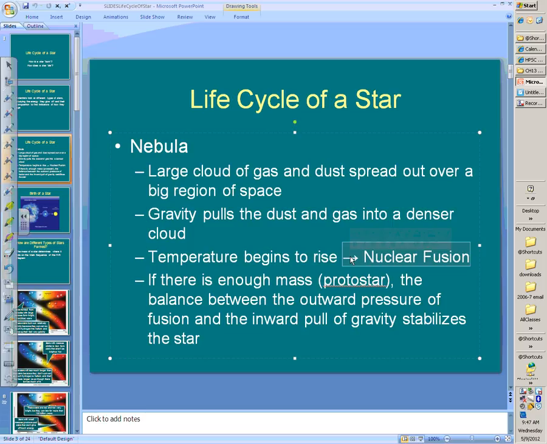In, and outward pressure. Outward pressure that comes from where, Parker? The fusion. The fusion is creating what? Heat, and so thermal expansion is causing that stuff to get bigger. So you got these two opposing forces, gravity pulling things in, the heat from the fusion causing expansion pushing out. If they balance out, we get ourselves a star.